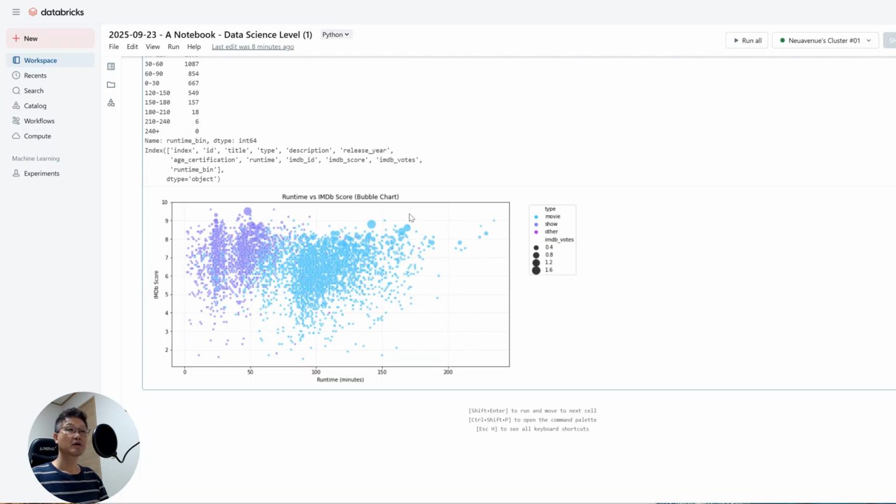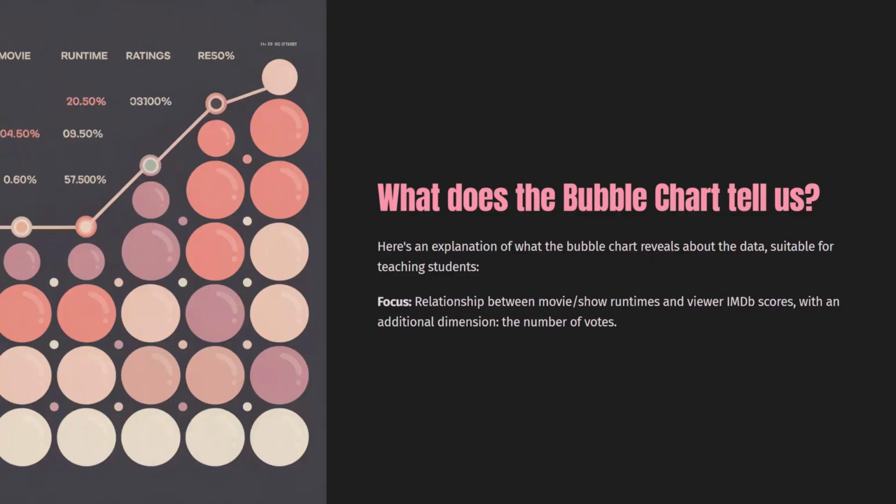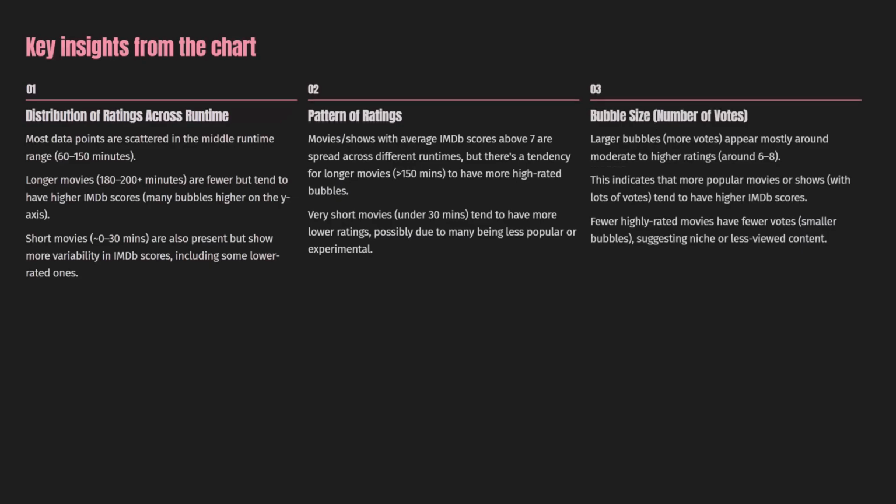And now, here is the explanation of what the bubble chart reveals about the data, which is suitable for teaching you. What does the bubble chart tell us? It focuses on the relationship between movie and show runtimes and viewer IMDb score, with an additional dimension, the number of votes. Here are the key insights from the chart.